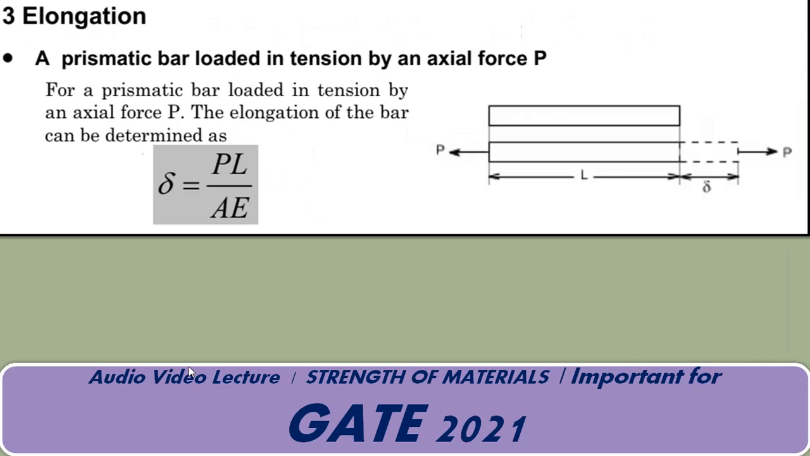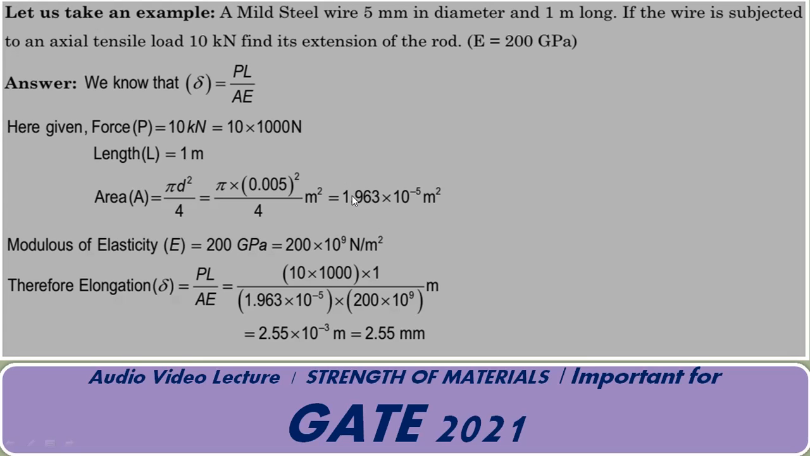Then elongation. Elongation is for a prismatic bar loaded in tension by axial forces. If force is loaded, there will be an increase in length, delta. So for a prismatic bar loaded in tension by an axial force, the elongation of the bar can be determined as delta is equal to PL divided by AE. P is the force, L is the original length, A is the area, and E is the modulus of elasticity. Now this is the example.